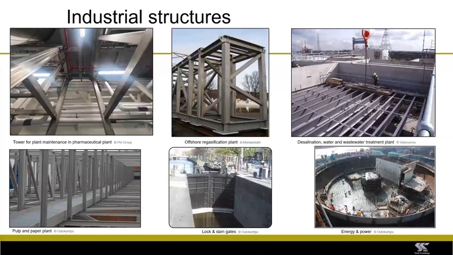Then I've shown you an industrial skid for machinery in the middle top, and then the top right is a desalination plant in London. And then along the bottom, walkways and platforms, lock and dam gates. And the bottom right is actually a nuclear plant, an AP1000 reactor, where you have this sandwich construction, stainless steel, concrete, stainless steel. And that has been used quite a lot in plants in China and the States.